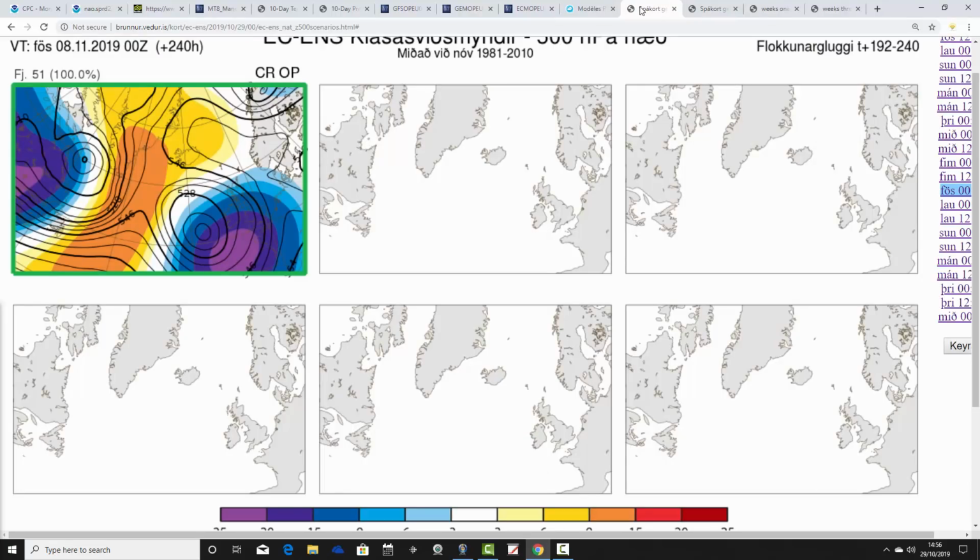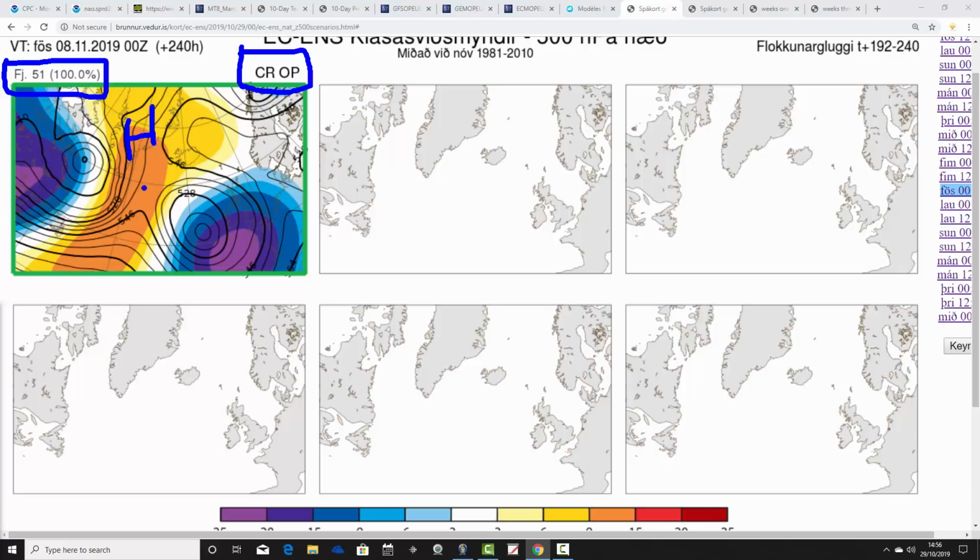This is the scenario that we've got on the table within the ECM ensembles today for day 10. It's only one, so it's a strongly supported scenario. 51 out of 51 members of the ECM ensembles, including the operational run and the control run, are looking like this at day 10, which is the 8th of November.